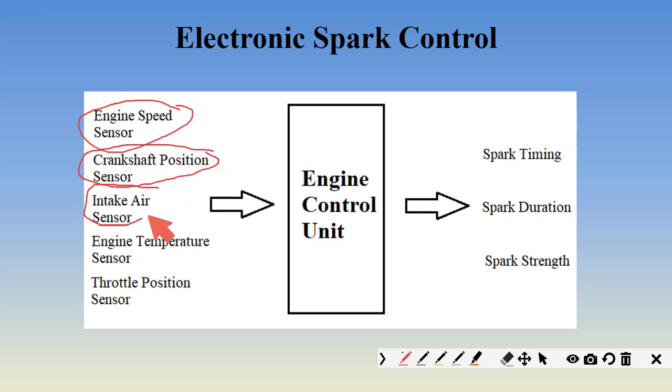Intake air sensor is required because, see, if it is a rich air fuel mixture, then the quality of spark produced can be low. But if it is a lean air fuel mixture, then the quality of spark produced should be very high. Otherwise, combustion will not take place. Hence, intake air sensor is used to determine what is the air fuel ratio.